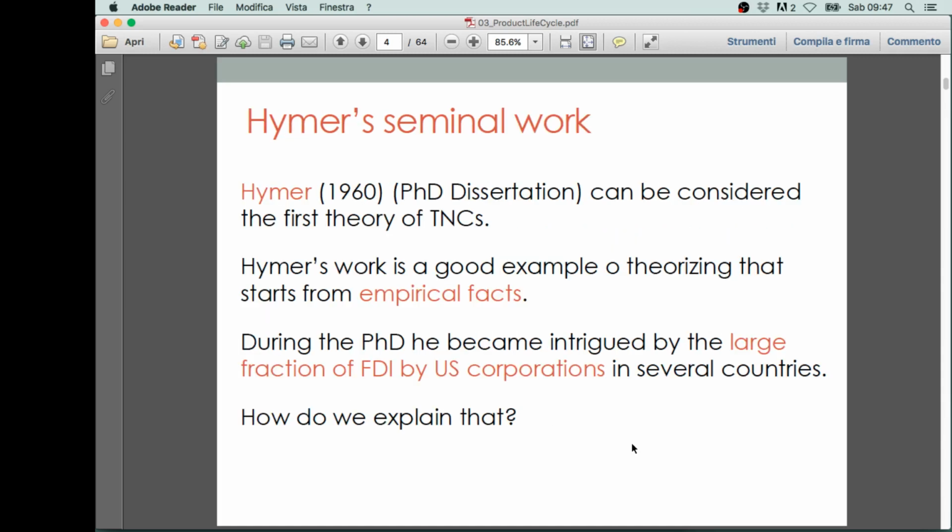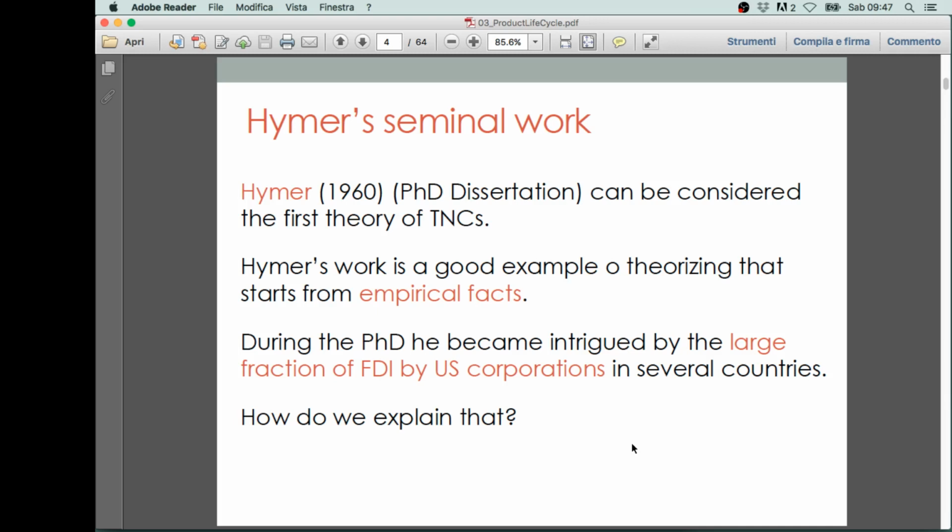What about Hymer's seminal work? Hymer, as I said, is the first author who, in his PhD dissertation that he wrote in 1960, started to focus on the existence of multinational companies and tried to provide a theory of multinational companies or transnational companies.